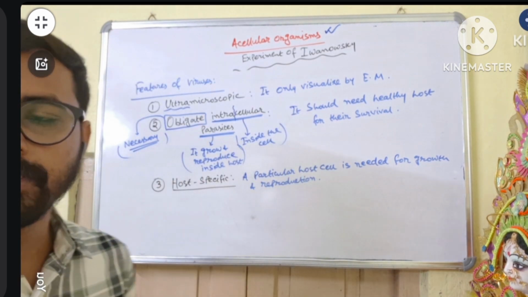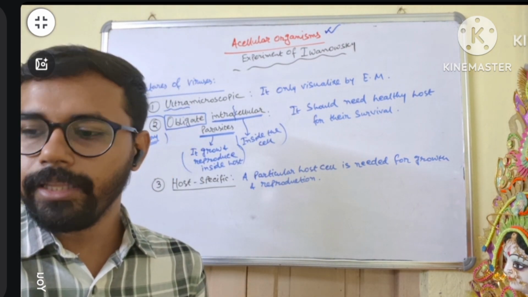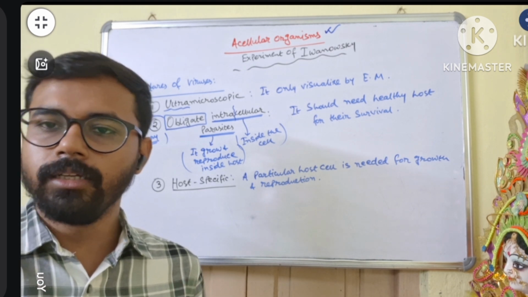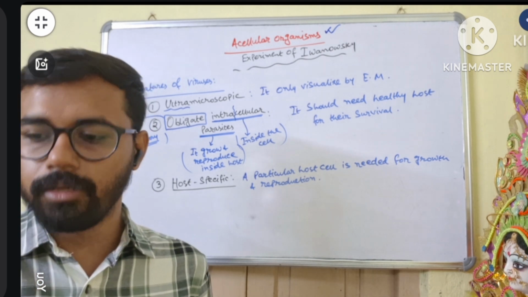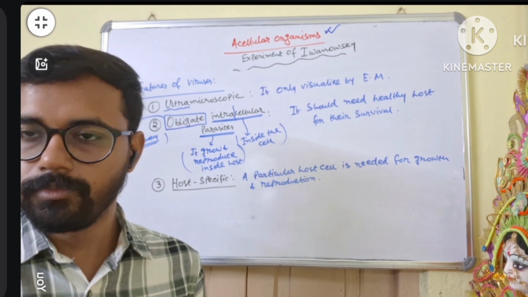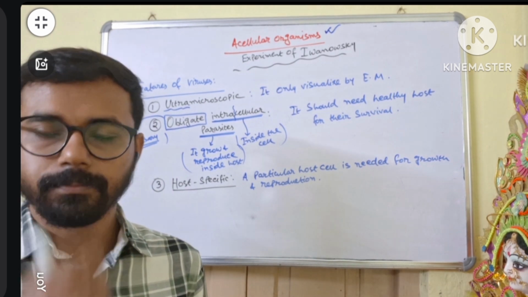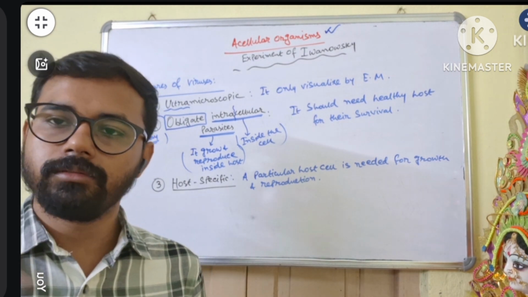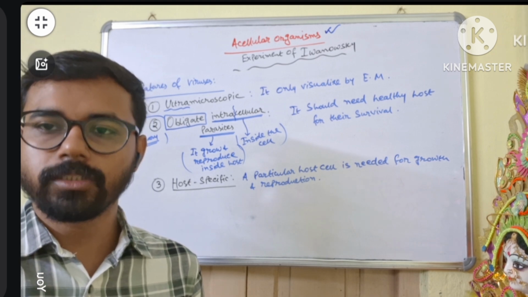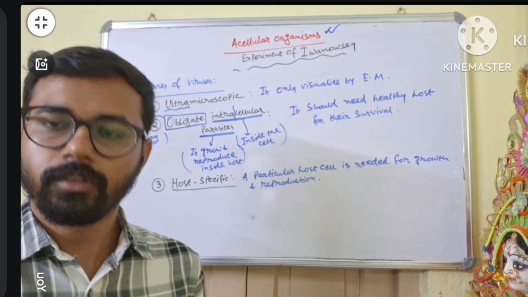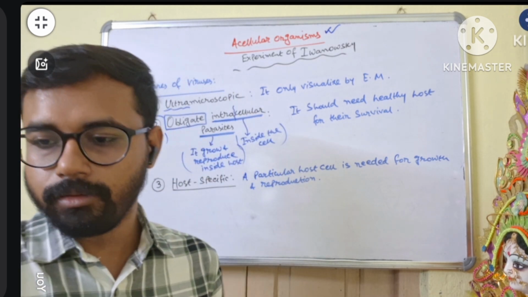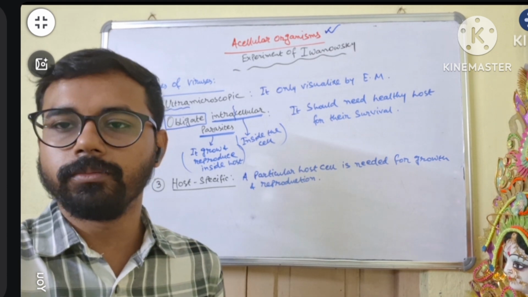Give an example of host specificity of virus. Give an example, student. The meaning is very clear: a particular virus needs a particular host. Give an example of that feature. Try to answer. Tobacco mosaic virus, what is its host? Tobacco leaves or tobacco plant. So it only infects the tobacco plant, not mango or other plants. Yes or no?